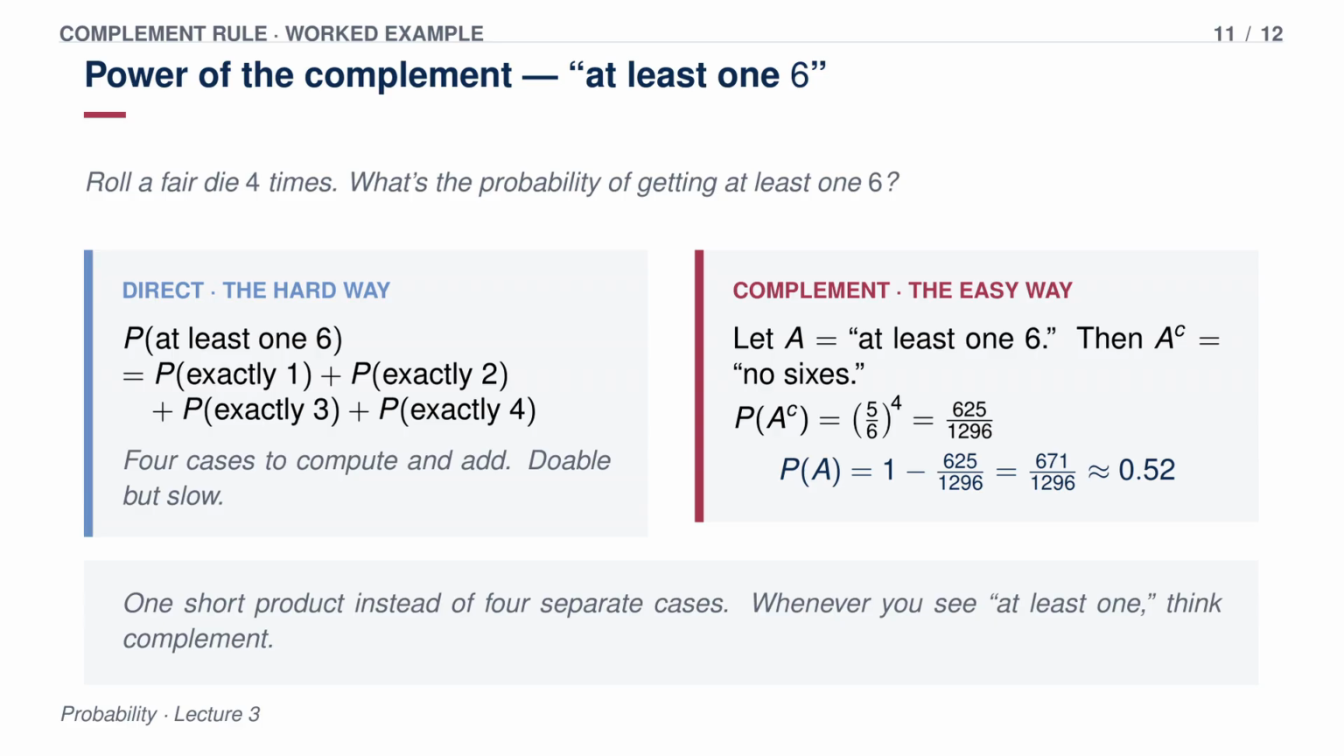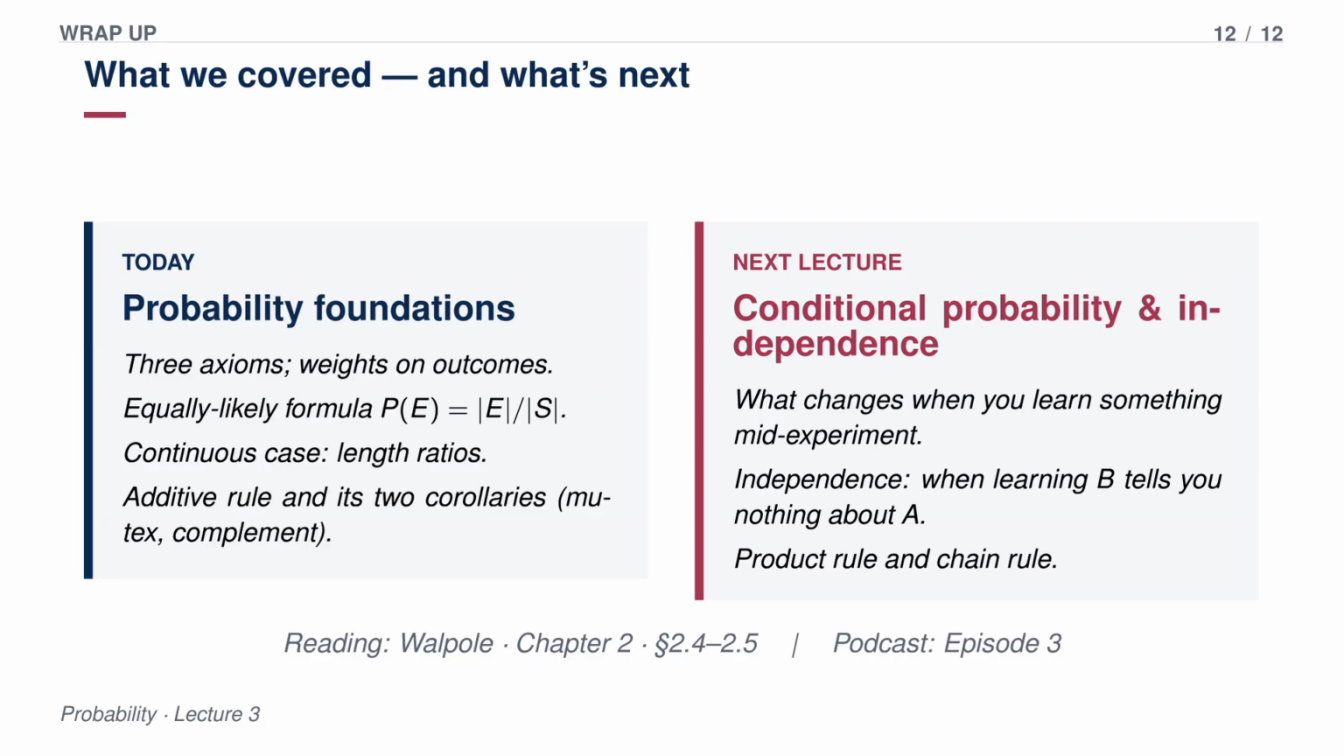Exactly. The probability of at least one 6 equals 1 minus 625 over 1296, which comes out to 671 over 1296. If you divide that out, it is roughly 0.52, a 52% chance. We replaced 4 complicated mathematical cases with 1 short product and a single subtraction. That is incredibly efficient. Yeah, when you encounter an at least one scenario, reaching for the complement rule will save you a tremendous amount of time and effort.